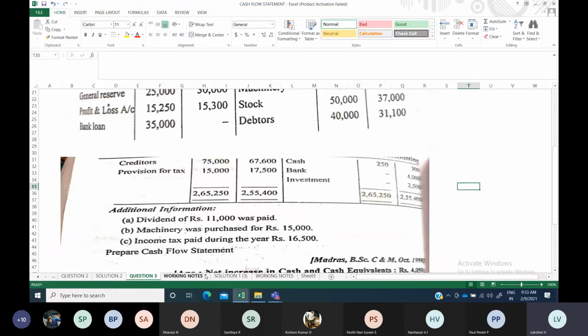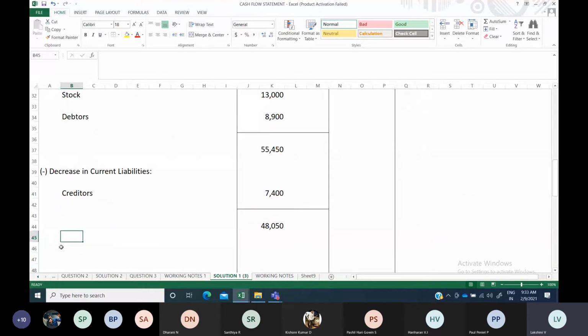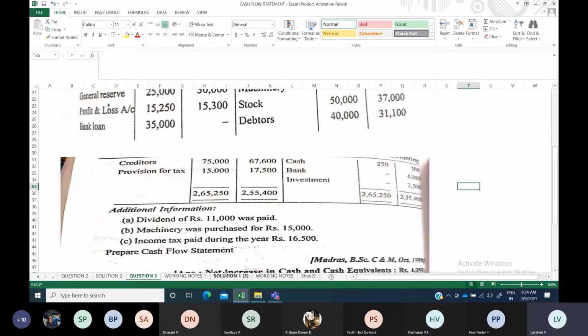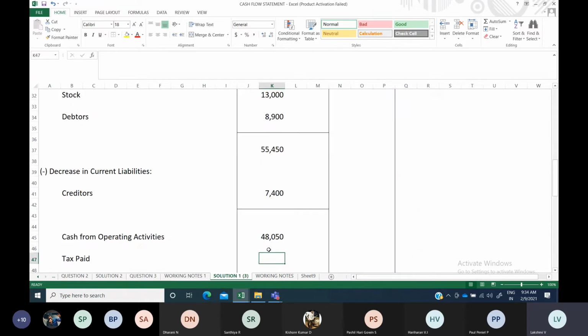Okay, so now you have to show here as income tax paid. So this is cash from operating activities, but still we have to find out net cash from operating activities. Cash from operating activities, that amount, but you have to show tax paid also here only. Income tax paid or tax paid, whatever is given in the question, you use accordingly. Okay, here I have shown it as tax paid. So this income tax paid amount is 16,500.